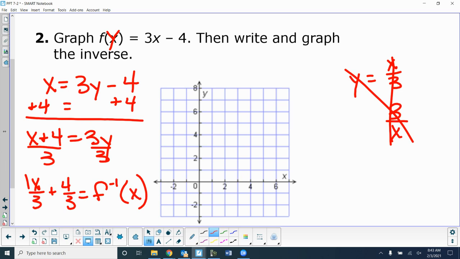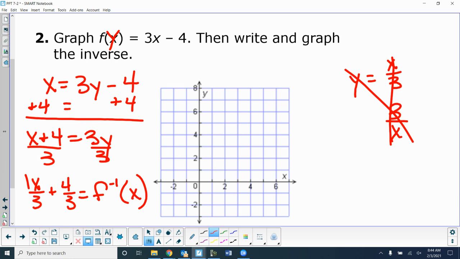Number 3 says graph the relation, connect the points, then graph the inverse, identify domain and range of each relation. Again, domain is what values? X. Range is y. All I want you to realize is you're just switching them, right? Your x values, your new domain, is -1, -2, -4, -4. And your new y's, your new range, is 3, 4, 1, -1. Just switch them.